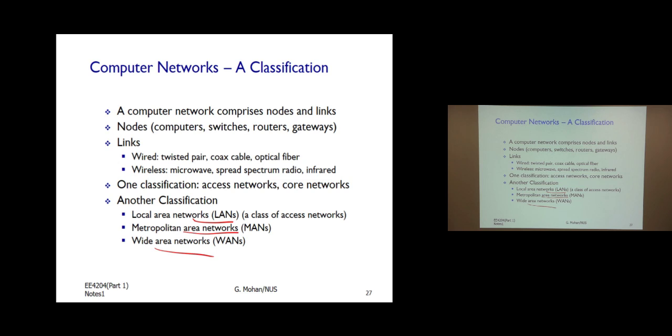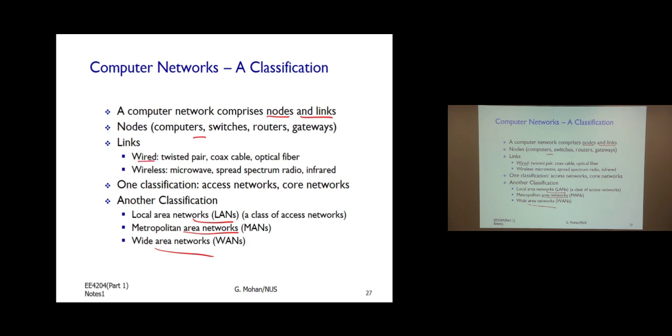There are three classes: local area network, which, as the name says, is localized inside the home or office or company. Then metropolitan area network, which spans a bigger coverage. Then wide area networks. And what is a network, which we have already seen? It's a set of nodes and links. Nodes can be computers, switches, phones, routers, gateways. These are the parts of the network.